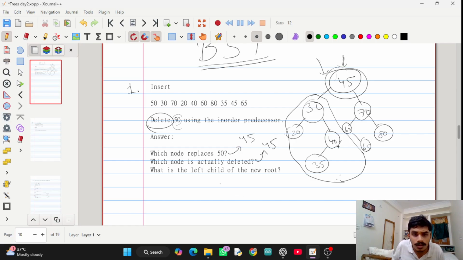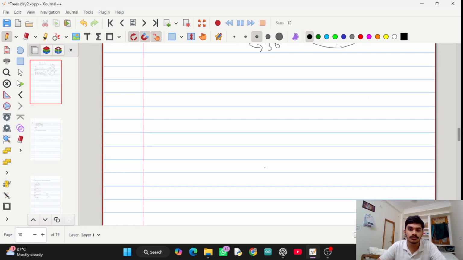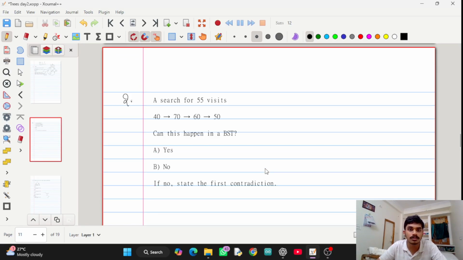So now what is the left child of the root? Of course, it is the same, 30. So these are our three required answers. Now moving on to the next question.